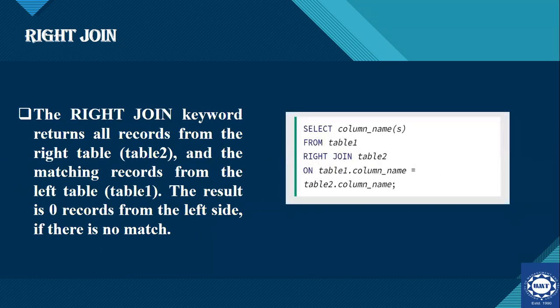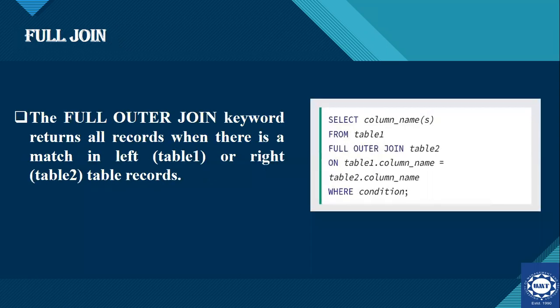Then right join. The right join keyword returns all records from the right table and the matching records from the left table. The result is zero records from the left side if there is no match. So it's just like left join. Then full join. The full outer join keyword returns all records when there is a match in the left table or right table records.